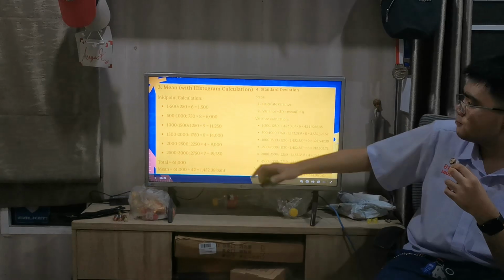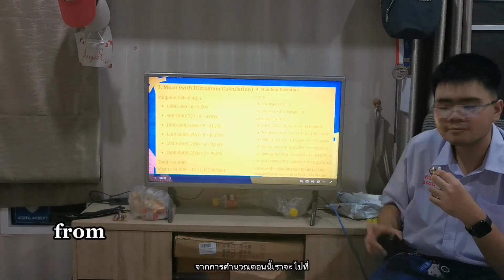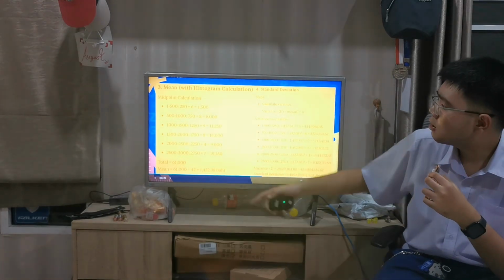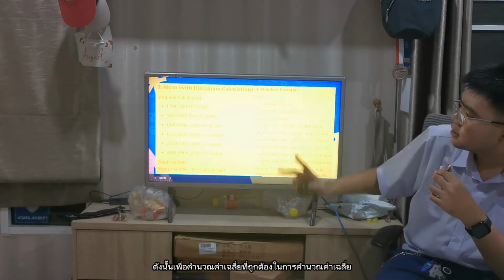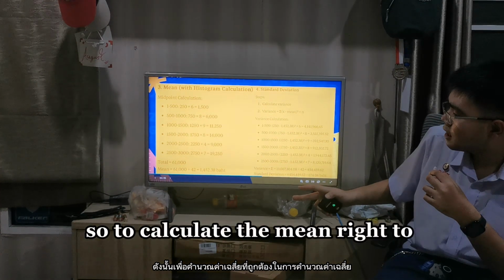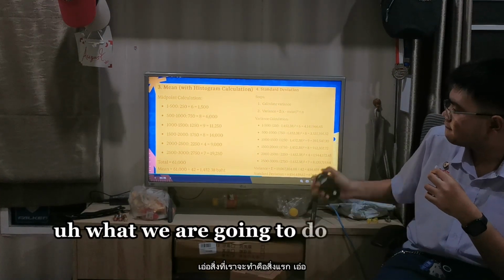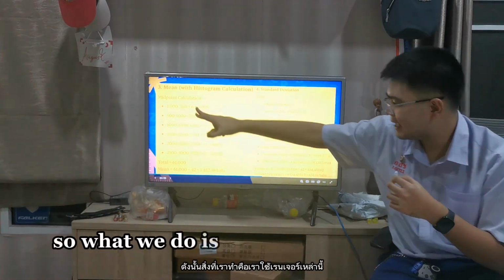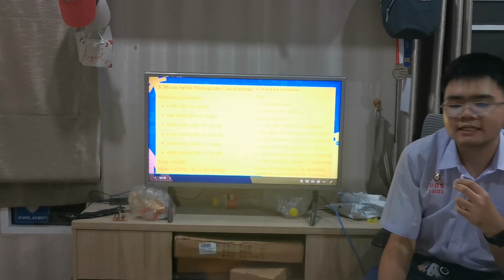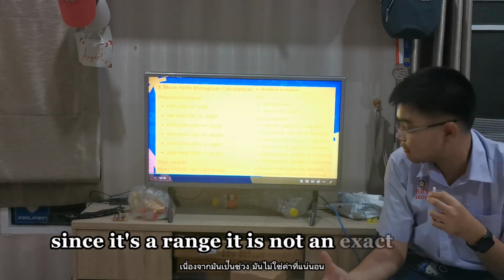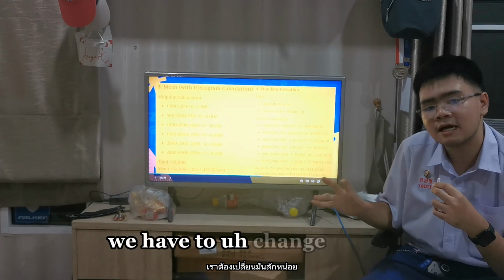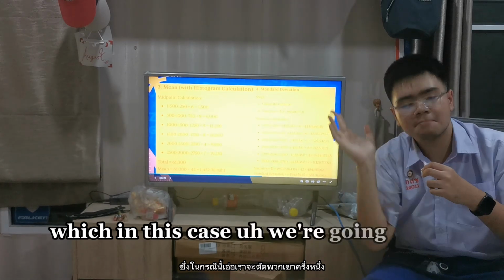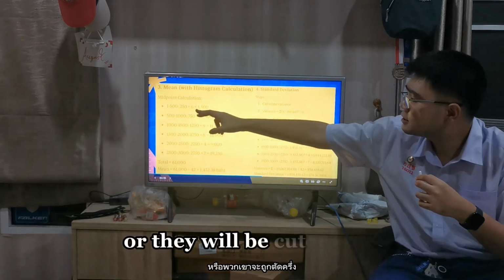So from the calculation, now we are moving on to the mean with a histogram. To calculate the mean, first we're going to calculate the midpoint. We take these ranges. Since it's a range, it is not an exact value, so we have to change it a bit so that we could use them in calculations, which in this case means we cut them by half. All of them will be cut by half.